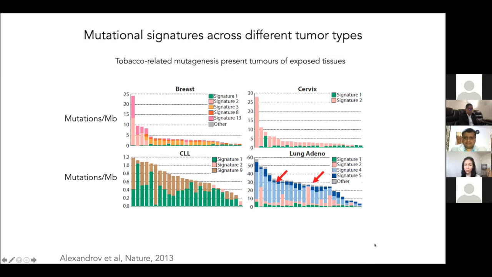And then the arrows are pointing out the blue signature, signature 4, which is tobacco smoke. And you're only seeing it in lung cancer, not the other tumor types. But note the mutation rate, right? So environmental mutagenesis tends to have really huge mutation rates. So that's just to give you a flavor of what signatures are, what they look like in individual patients.